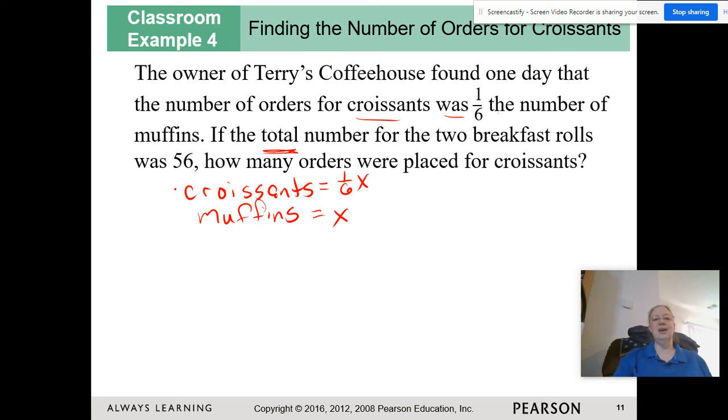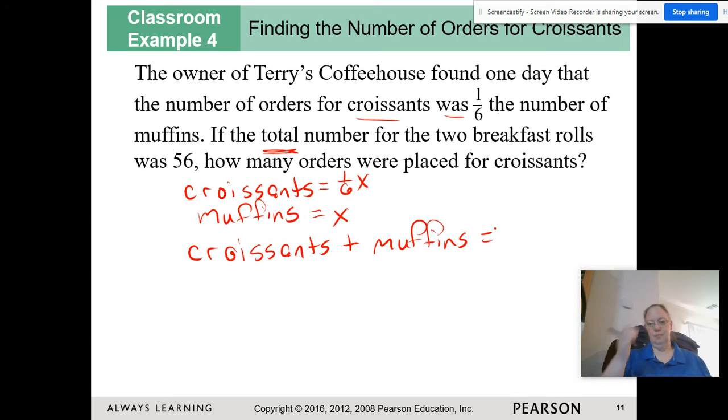Total, we're going to add things together. We've got 2 different breakfast rolls, that's our croissants and our muffins. Total of 56. Okay, so do not skip this step. Do not skip this step. And here's why. We know that croissants is 1/6 X, and we know muffins is X.